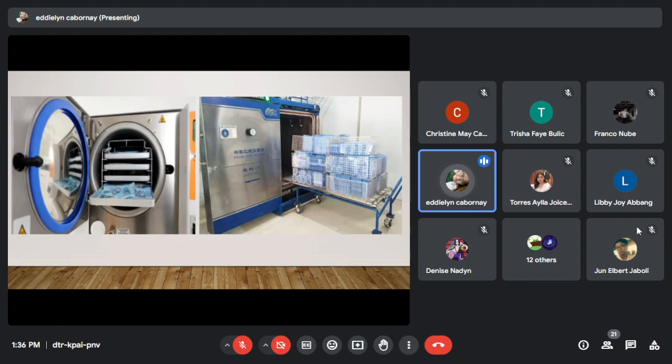So this is an example of an ethylene oxide sterilizer. This is a type of sterilization equipment that uses ethylene oxide gas to sterilize medical devices, pharmaceutical products, and other heat-sensitive materials. So ethylene oxide is injected into the chamber at controlled concentrations. Exposure to skin and mucous membranes should be avoided.